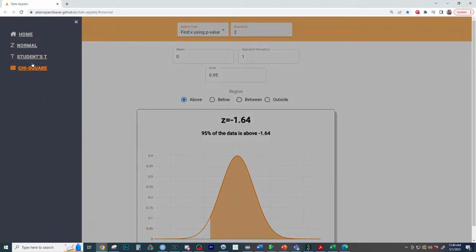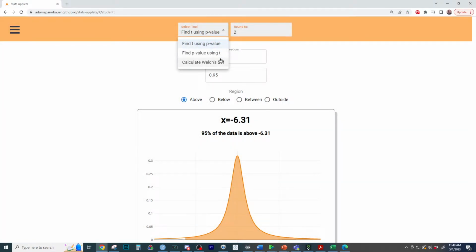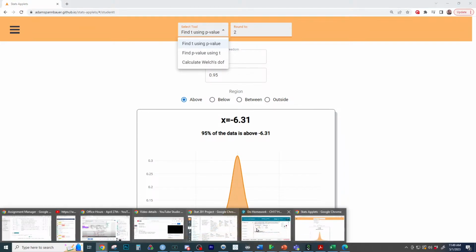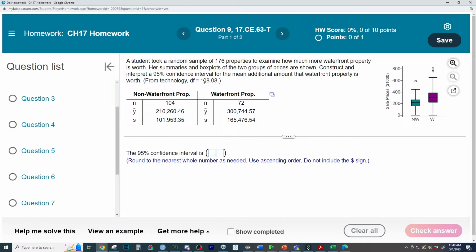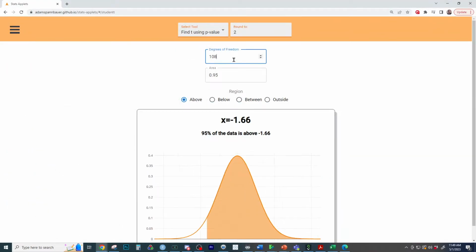So we need to go over here to the t, and then we could calculate the degrees of freedom ourselves. But the good news for us is that this question gives you the degrees of freedom, 108.08. And so we're going to put that right there, and go between, and there's the t. Now, I would carry it to 4 decimals, 1.9822. That is our t.